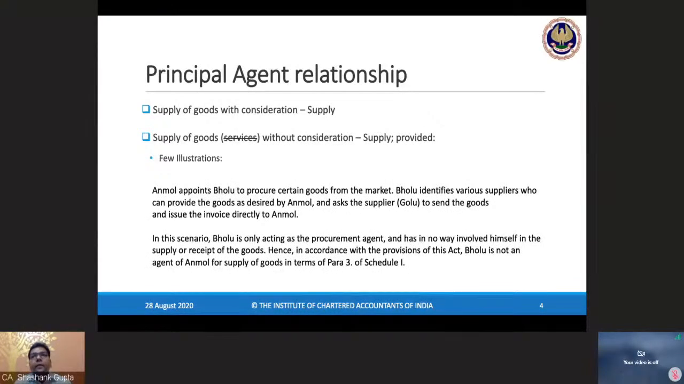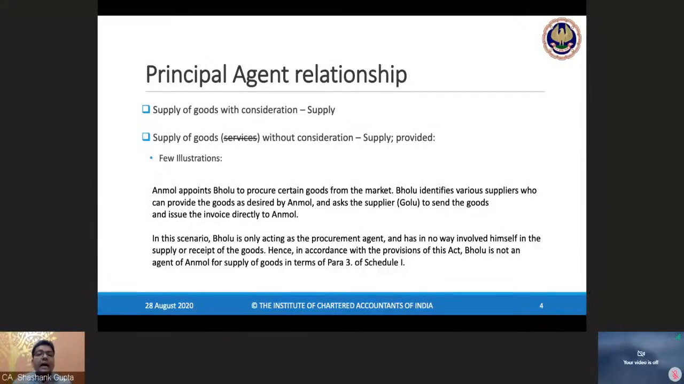Look, if a transaction is taking place between any principal and any agent, wherein goods are being supplied along with a consideration, if that is the case, that there is a supply of goods plus a consideration attached to it, then by default this supply will become liable to GST, and there is no need to discuss the principal-agent relationship any further.